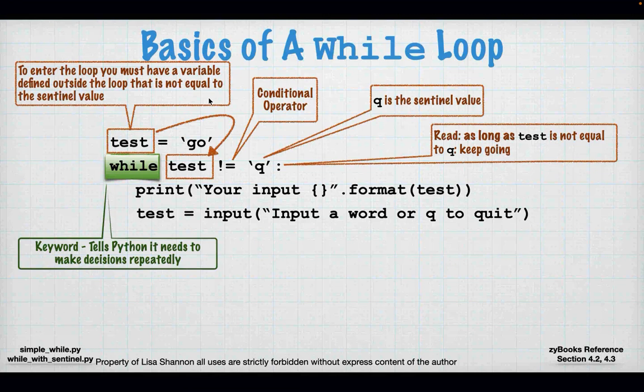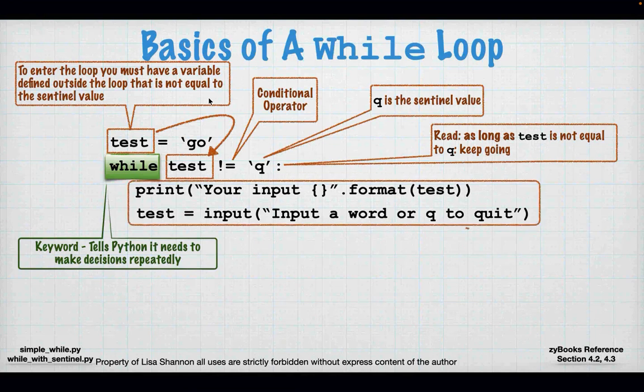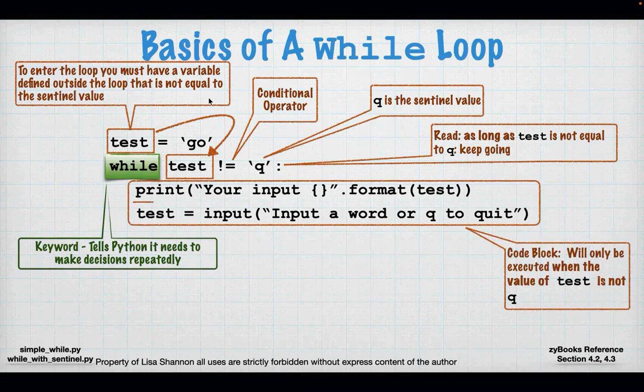I have a conditional operator, and I have the thing that I'm going to test on the right-hand side of the conditional operator. That is the sentinel value. The sentinel value says stop. Don't go into the local scope anymore. And again, this is read just like an if statement. It's the true-false question, and then we have the stuff in the local scope. The stuff in the scope is only going to be executed while test is not equal to Q.